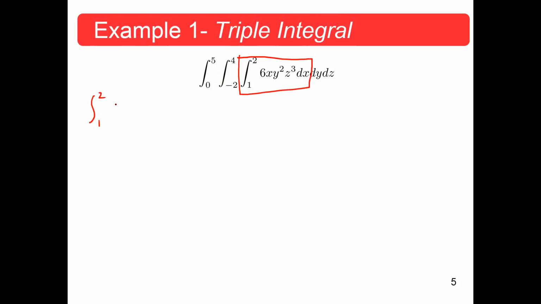So 1 to 2, 6xy squared z cubed dx. So we should have 6y squared z cubed. They are not related to x. Only x is the variable. So 6y squared z cubed is considered to be a constant coefficient that could be pulled to the front. The antiderivative for x would be x squared over 2. And our x goes from 1 to 2.